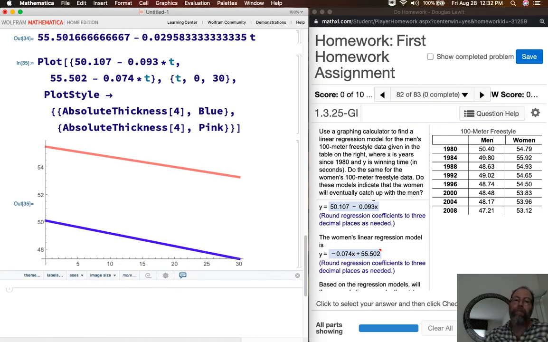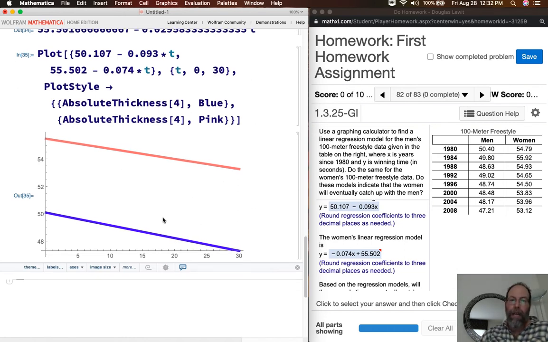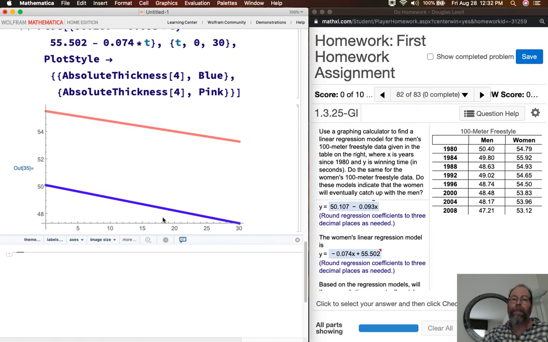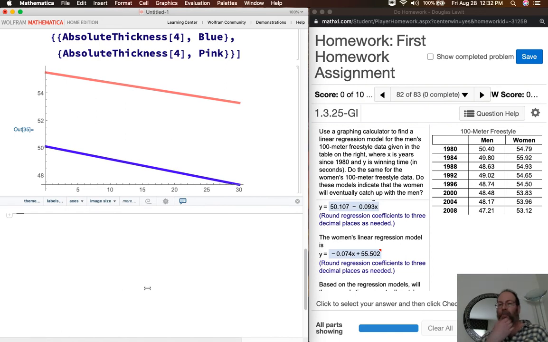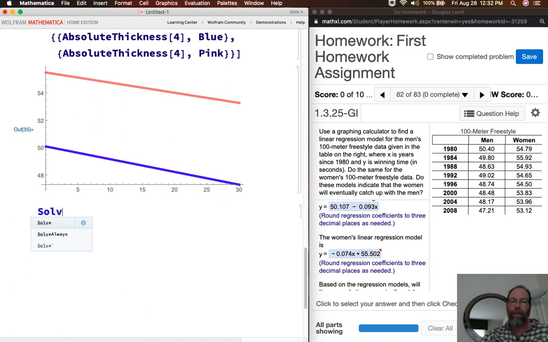Okay, so right, this is the women's line. The women's line is in pink. The men's line is in blue. Will the women ever be able to swim as fast as the men? Well, the only way to figure that out really is to find out where these equations are equal.